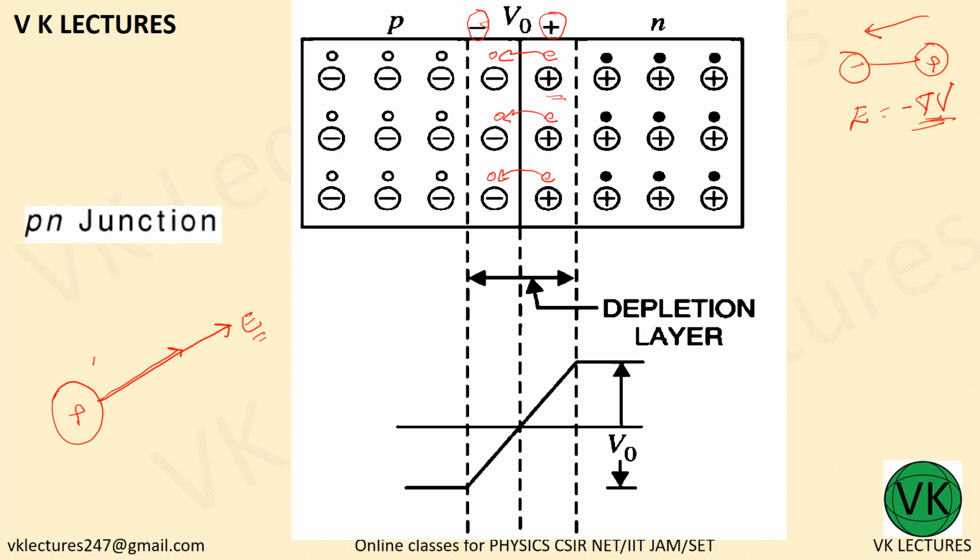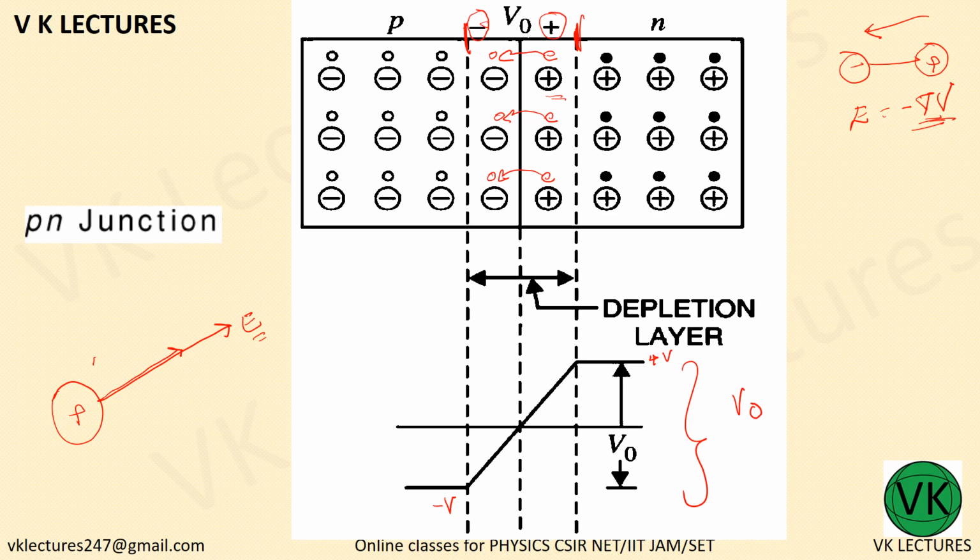Now once this has happened, there is a potential increase from the negative potential to an increasing potential, so plus V. This change is V naught. That means there has developed a potential difference of V naught across these two junctions, and this junction is called the depletion region where it has developed.